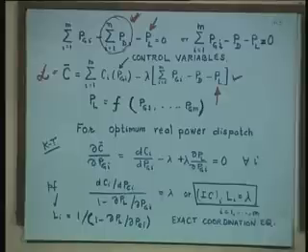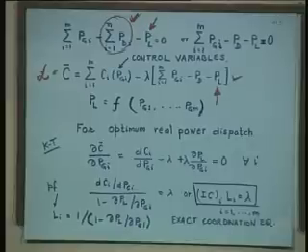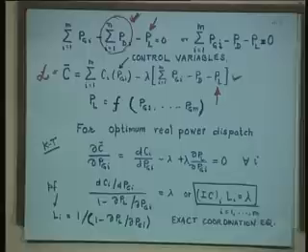Now for optimum real power dispatch, the Kuhn-Tucker conditions are necessary conditions, not sufficient. Those of you who have done optimal control or optimization techniques will know the difference between necessary and sufficient conditions. For example, to pass a course, it is necessary to attend classes. It is not sufficient. Suppose you don't study, you don't go back and work, read books or notes, you may not pass. So it is only necessary, not sufficient.